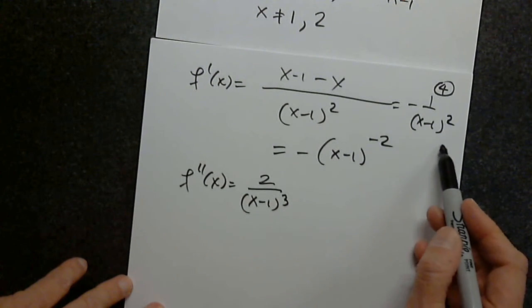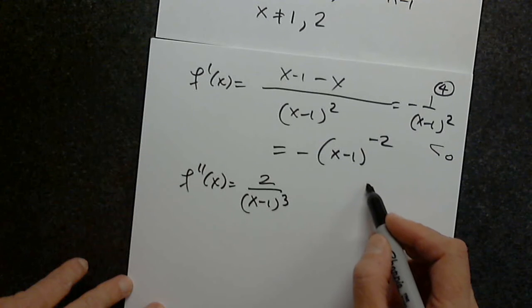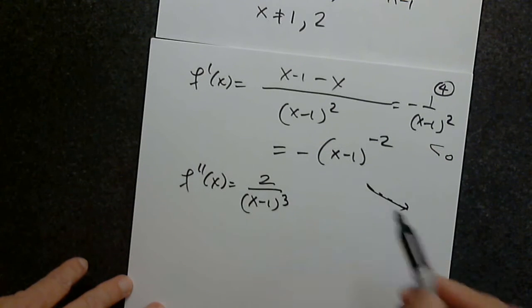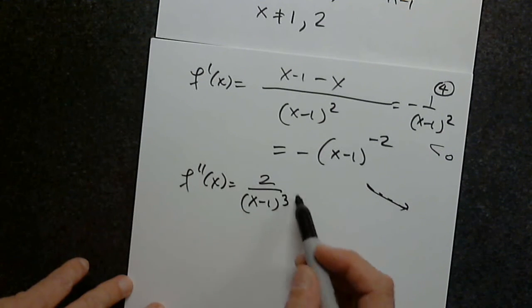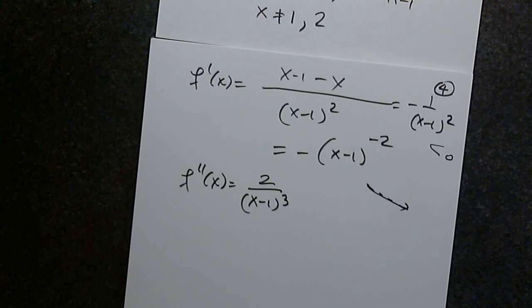So the derivative is always less than 0, so the function is always decreasing. And there is no inflection point. The second derivative changes sign, meaning it will be concave up or concave down in different pieces of x values. Is this good enough?